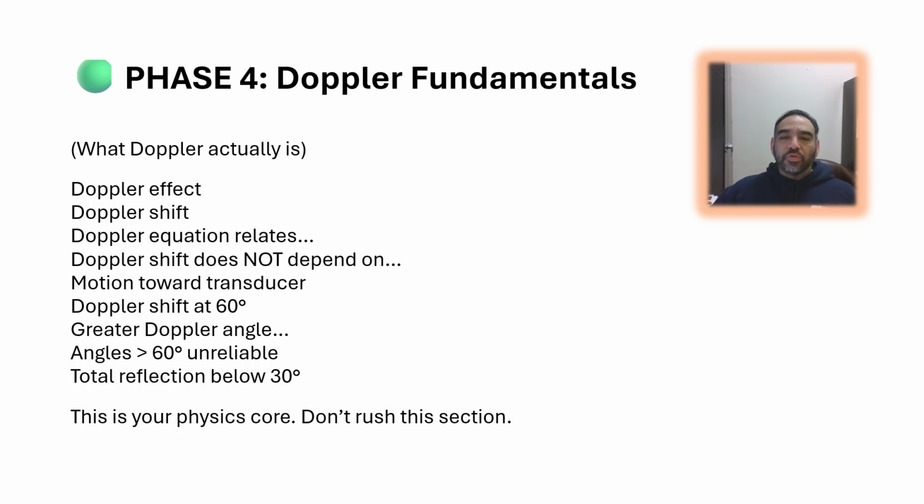Just as important is understanding what the Doppler shift does not depend on. Recognizing what does not influence the equation helps eliminate distractors on the SPI exam. We'll also clarify what happens with motion toward the transducer, producing a positive Doppler shift. Then we analyze angle relationships. What happens to the Doppler shift at 60 degrees? Why does a greater Doppler angle produce a smaller shift? And why do angles above 60 degrees become unreliable for accurate velocity calculations? And finally, we'll address total reflection near 90 degrees and why angle selection matters, not just mathematically, but physically.